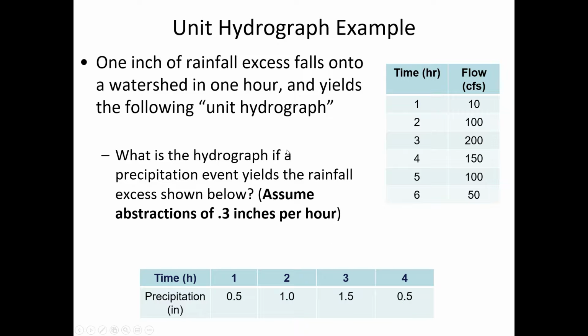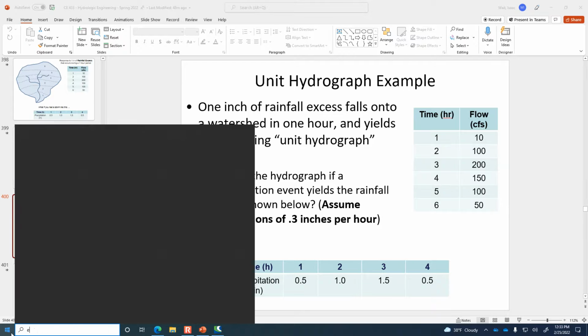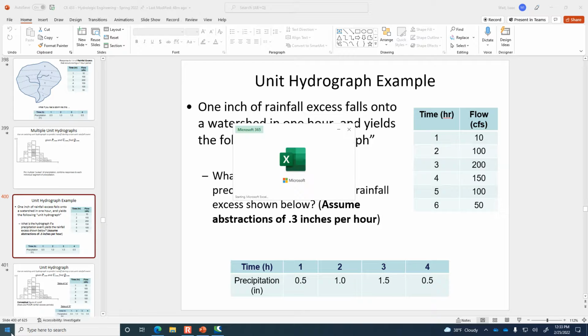So let's do this. Let's use this unit hydrograph, and this is our precipitation, but remember, it's the rainfall excess that we have to be aware of. So let's assume that there are abstractions of 0.3 inches per hour. Okay, so let me just start up Excel, and we'll go through this together.